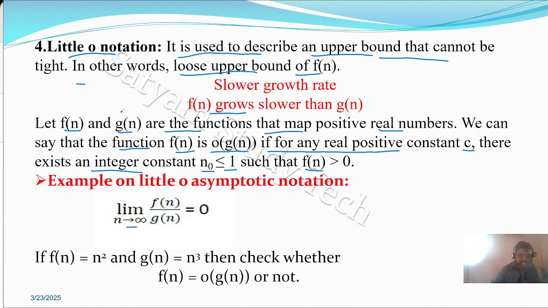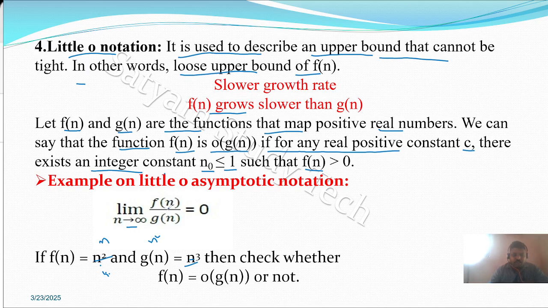Now we can consider, for example, f of n is n, then g of n is n square, or f of n is n square and g of n is n cube, or f of n is n cube and g of n is n power 4. So like that you can consider any value. Then check whether f of n equals little o of g of n or not. So I consider f of n is n square and g of n is n cube.